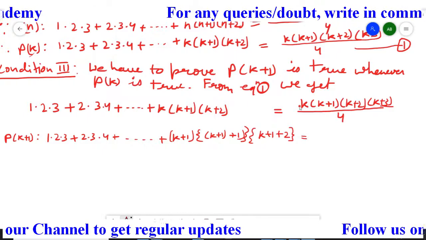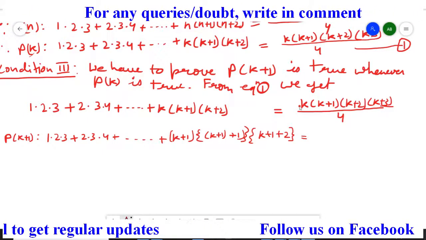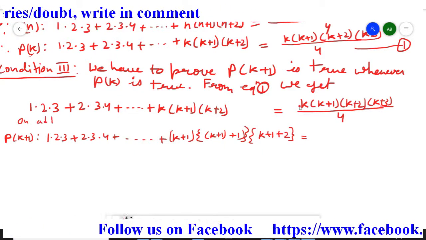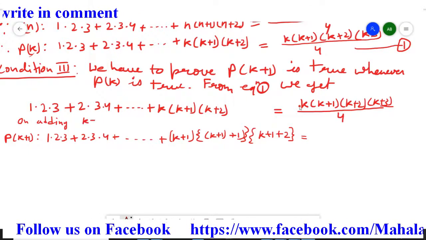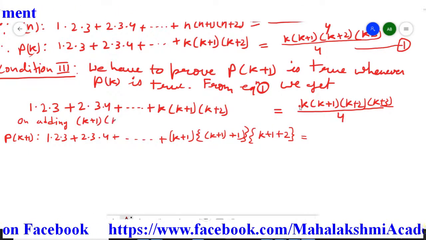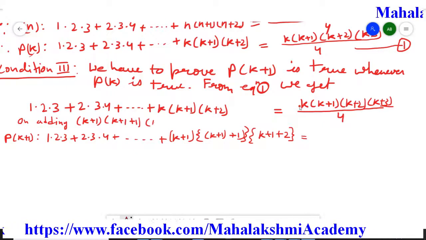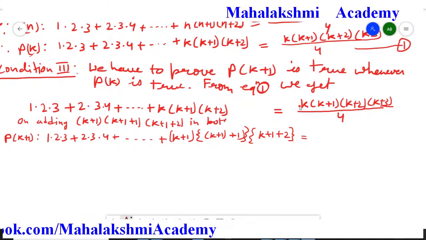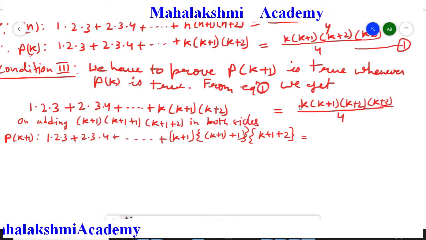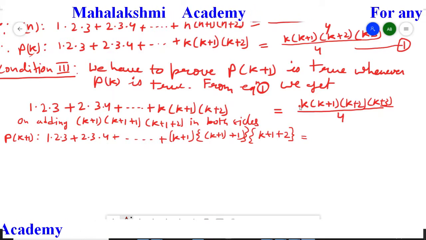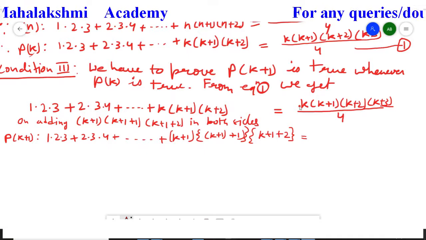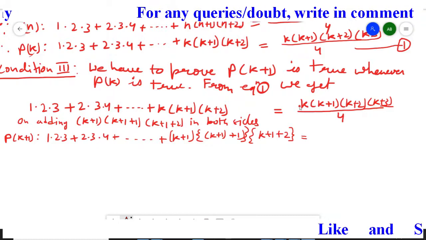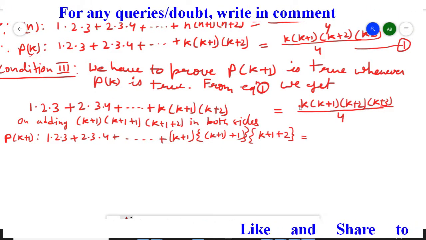So what we have done is, in this complete equation, I added this extra term. So on adding k plus 1, k plus 1 plus 1, then again k plus 1 plus 2 in both sides. I had added this in both the sides, so in the left hand side also we have to add and in the right hand side also we have to add. In the right hand side, I don't have space here, so I am going to write it down.